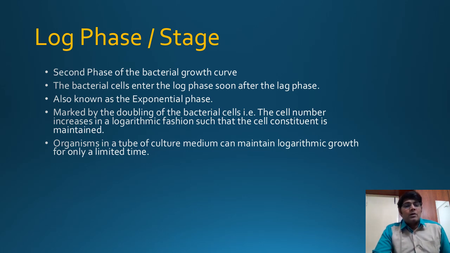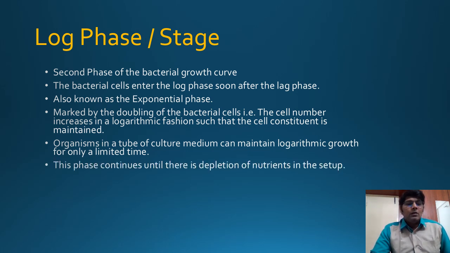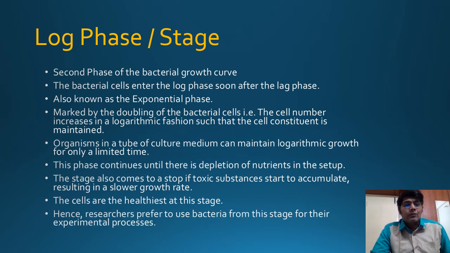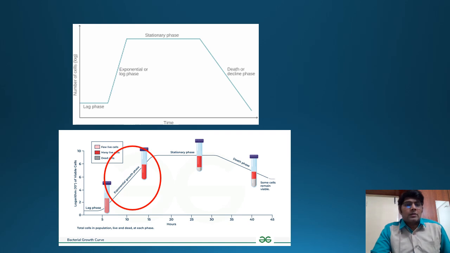Particularly when you have organisms in a tube of culture medium, they can maintain logarithmic growth only for a limited time period. This phase continues until there is depletion of nutrients in the setup where the organism is growing. The stage also comes to a stop if toxic substances accumulate, resulting in a slower growth rate. The cells are at their healthiest at this stage, because of which several researchers prefer to use bacteria from this stage for their experimental processes.